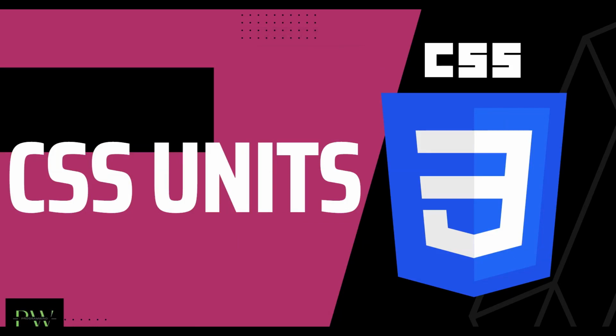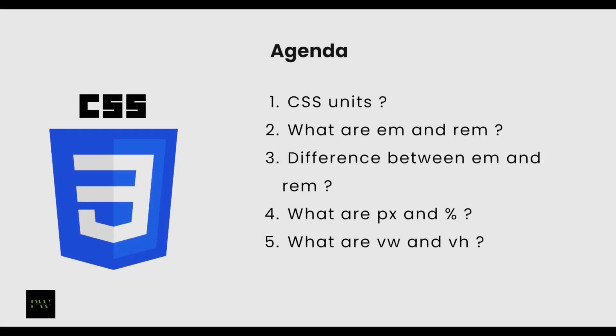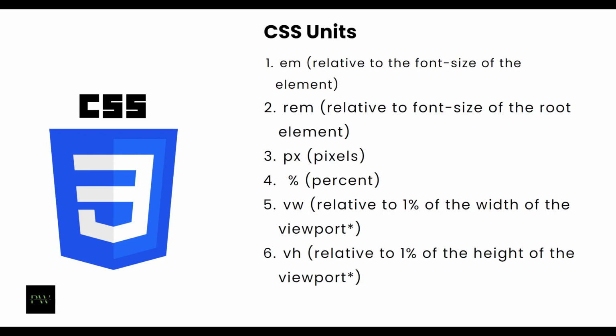So today's topic is CSS units. The agenda of this video will be what is a CSS unit, what are EM and REM, and all these questions I am going to answer. So the question is, what is a CSS unit? CSS units are nothing but a measurement technique where we can measure margin, padding, width and height. Everything we can measure using these units.